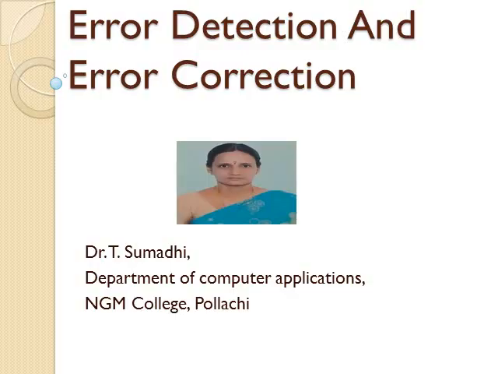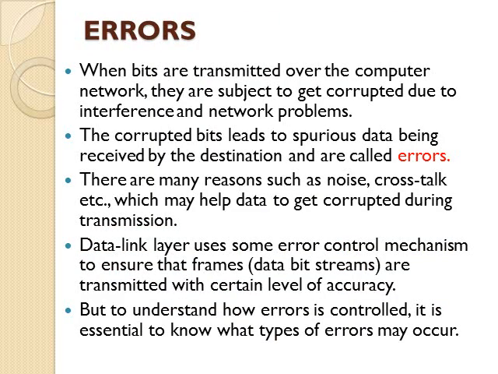In this video, we are going to see about error detection and correction methods available in computer networks. Errors. First, before going deep into error correction and detection methods, we want to know what we mean by errors. When bits are transmitted over a computer network or a transmission media, they are subject to getting corrupted due to some problems or interference. These corrupted bits lead to spurious data, and when this reaches the destination, it is called errors.